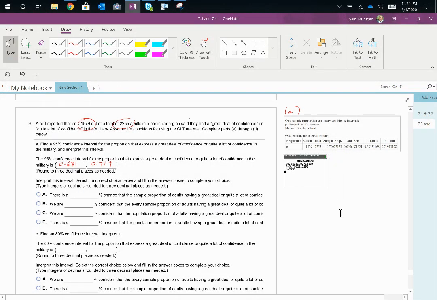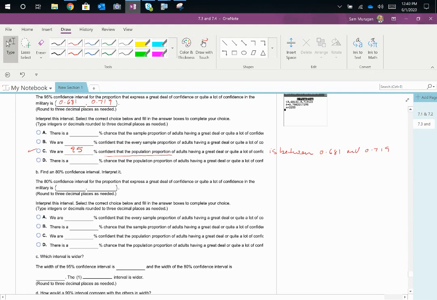All right, now the interpretation of this is that we are 95% confident that the population proportion of adults having greater confidence in the military is between 0.681 and 0.719. That's how you read it. We're 95% confident.